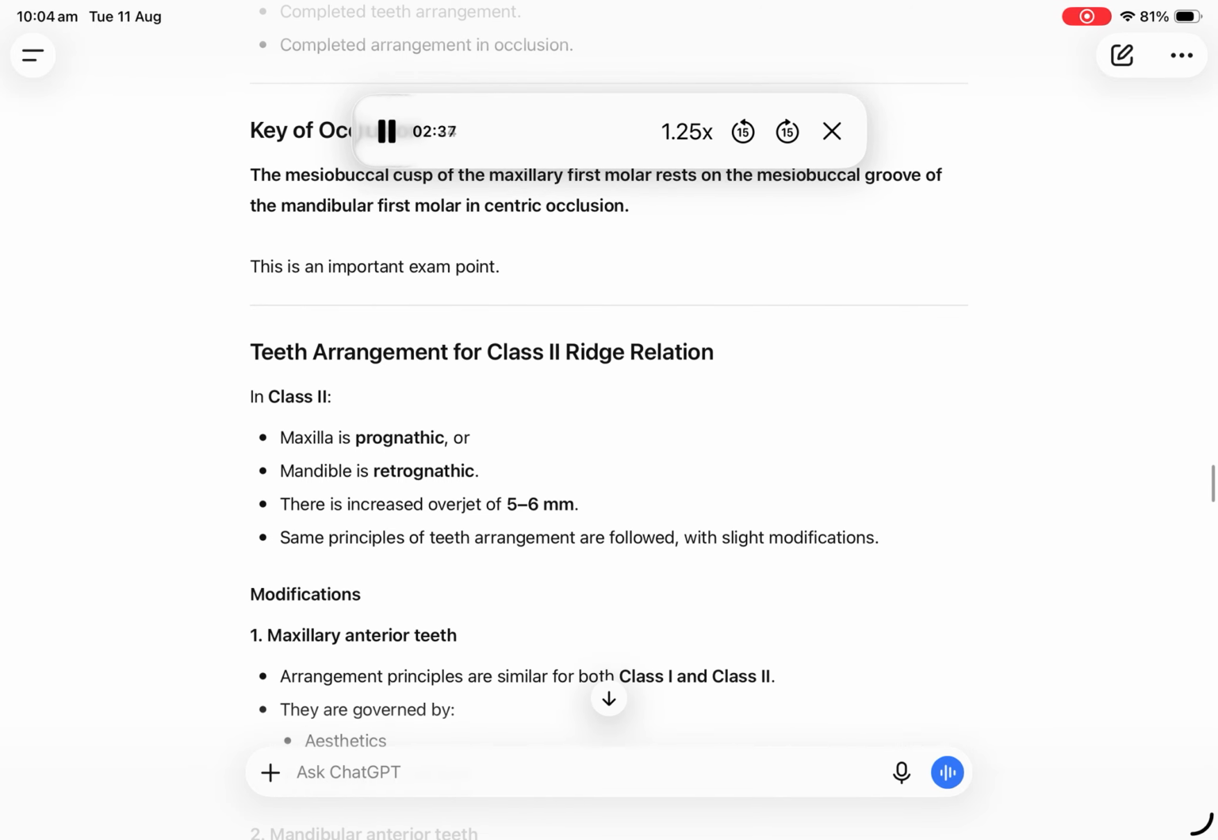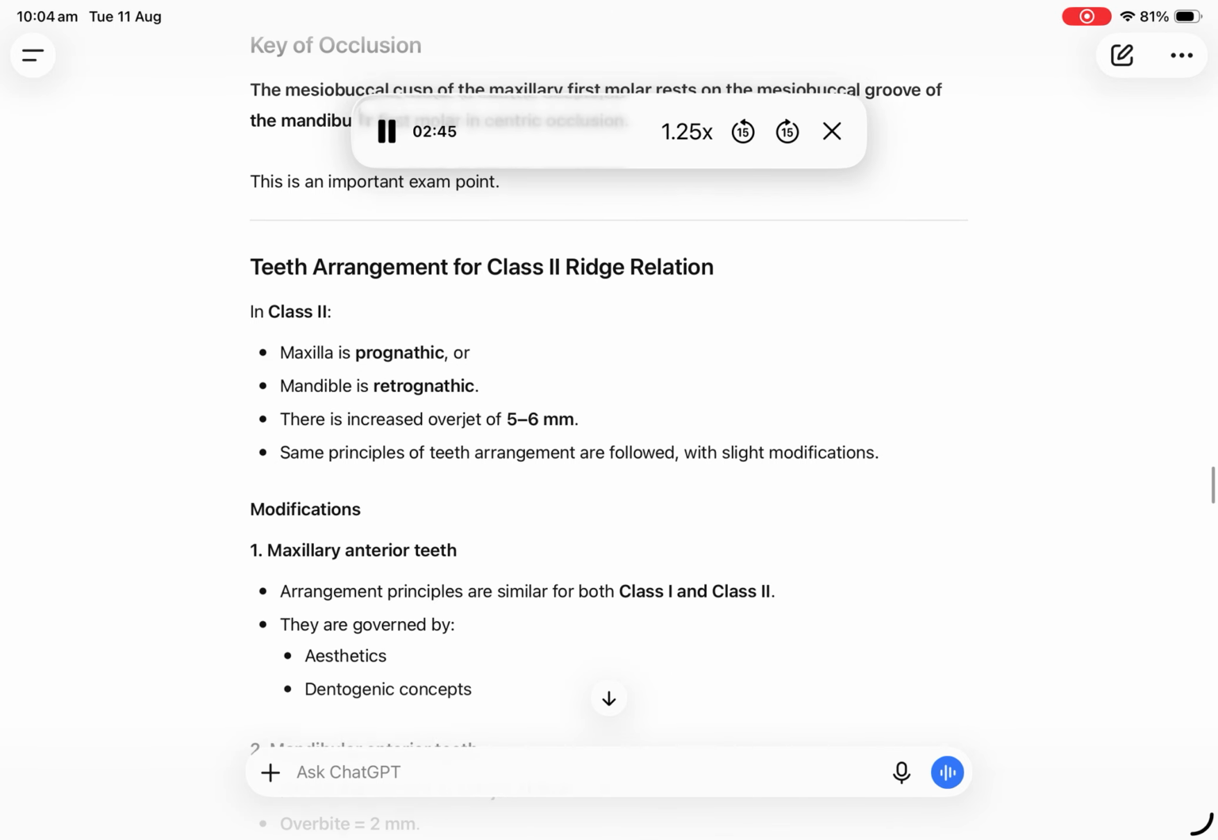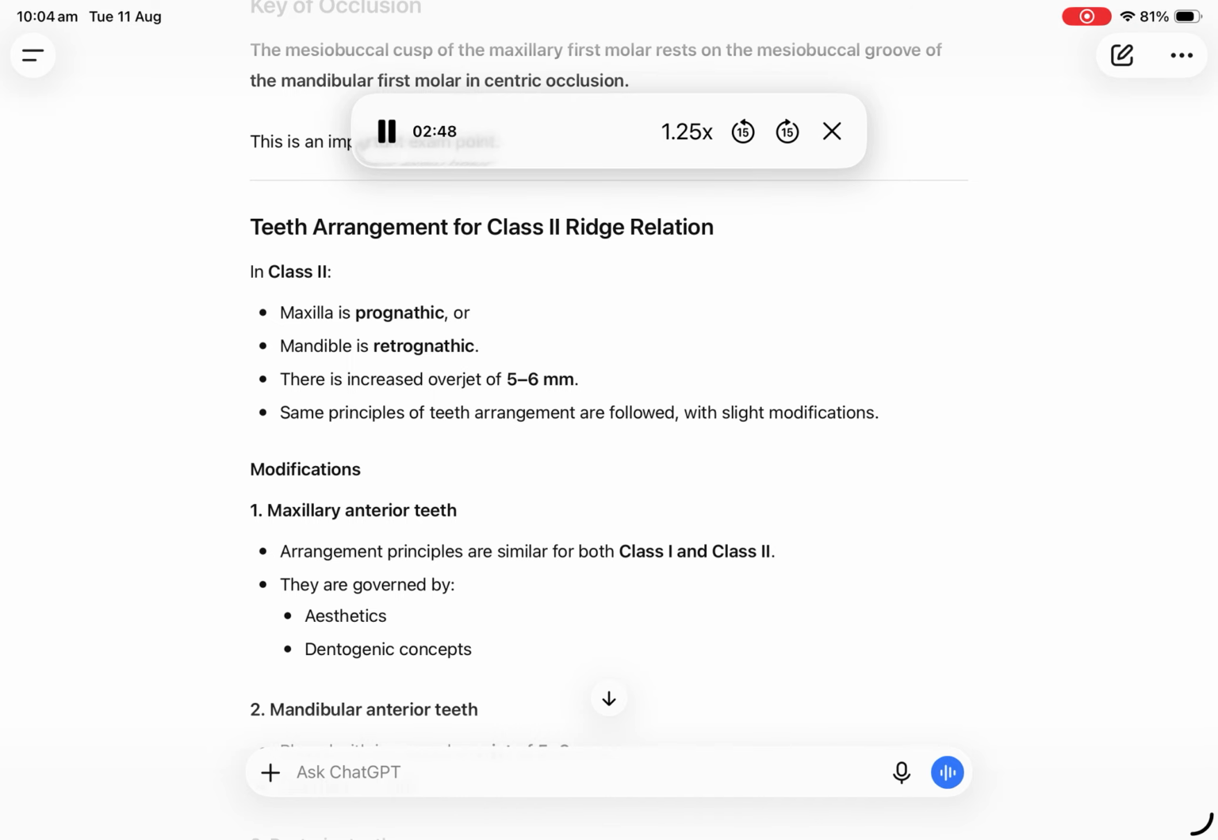However, teeth arrangement for Class 2 ridge relation. In Class 2, maxilla is prognathic, or mandible is retrognathic. There is increased overjet of 5 to 6 mm. Same principles of teeth arrangement are followed, with slight modifications.